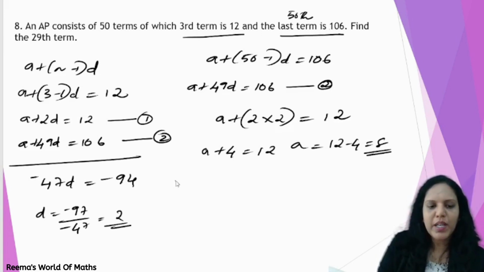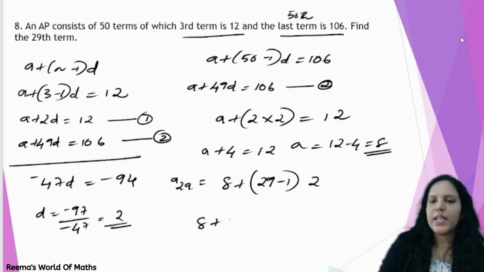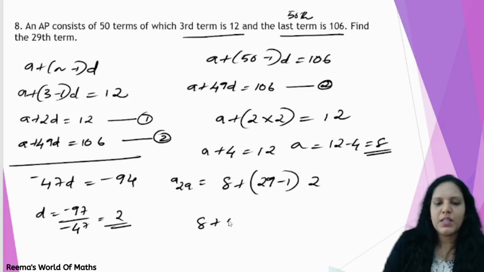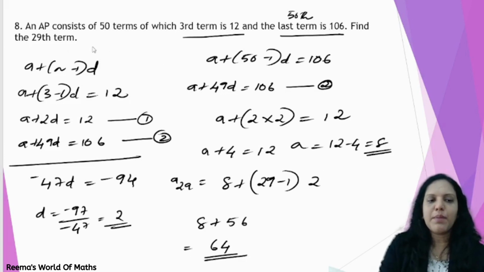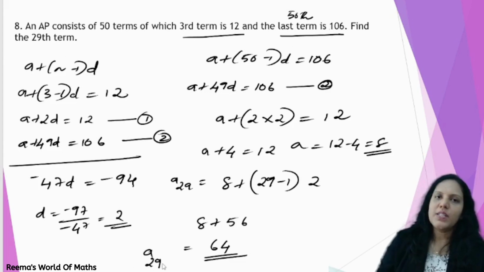So the 29th term will be A29 equals A plus n minus 1 into d. We know A is 8, and we are requested to find the 29th term, so 29 minus 1 into d. The common difference here is 2. Correct? So that is 8 plus 28 into 2. 28 times 2 is 56. 8 plus 56 equals 64. So the 29th term of this AP is 64. That is A29 equals 64.